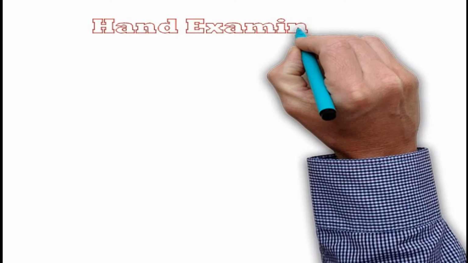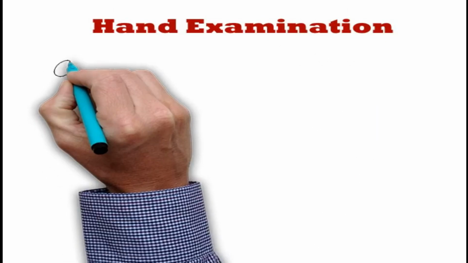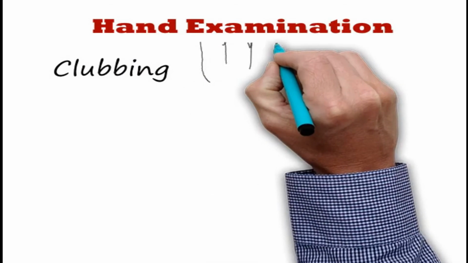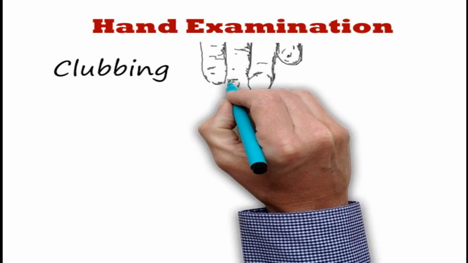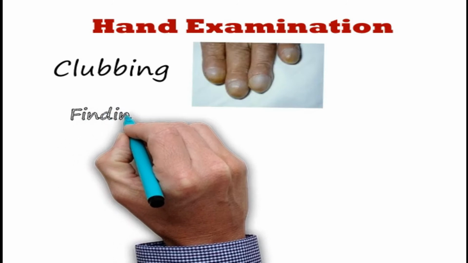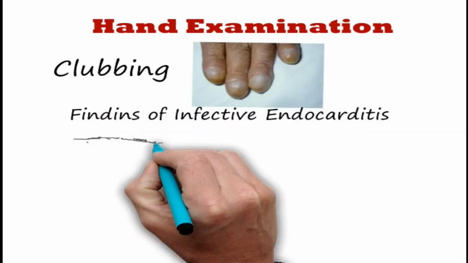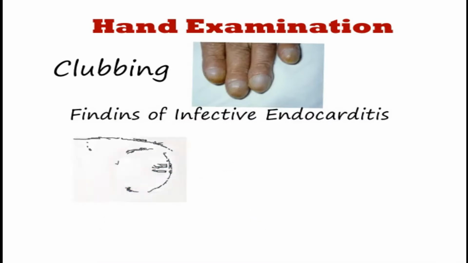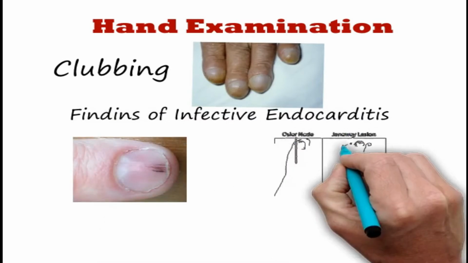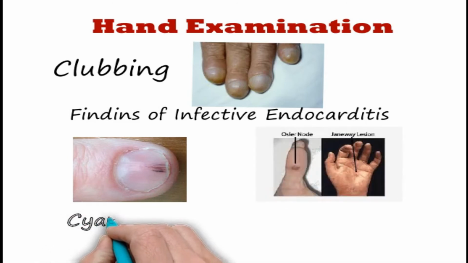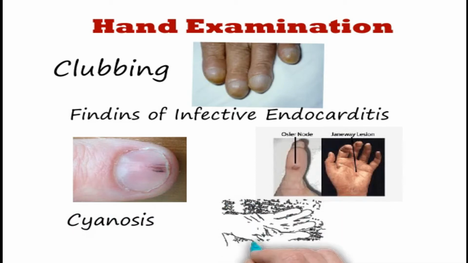Then examine the hand very carefully. First of all, look for clubbing, which may be present in congenital heart disease and infective endocarditis. Then search for other signs of infective endocarditis such as splinter hemorrhages, Osler nodes, and Janeway lesions. Also search for cyanosis, which may indicate low perfusion.